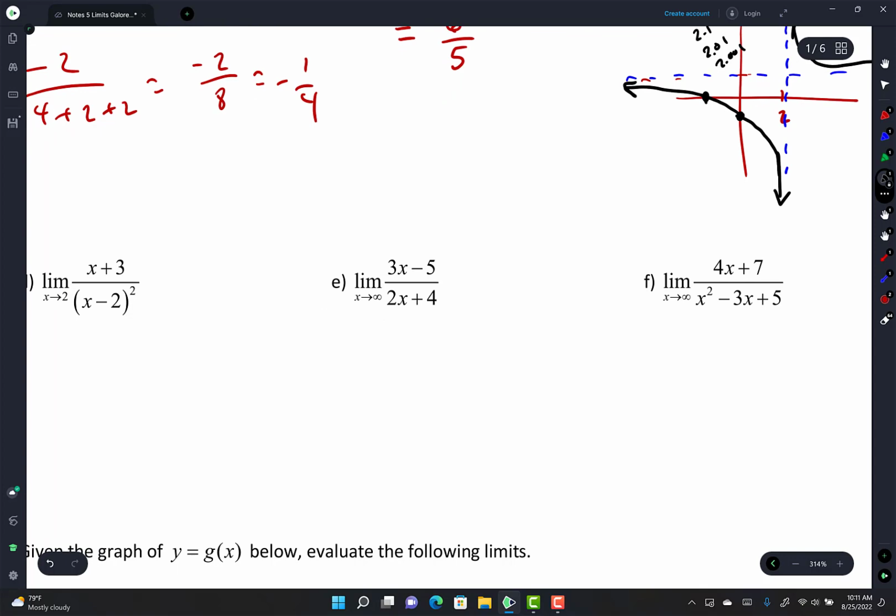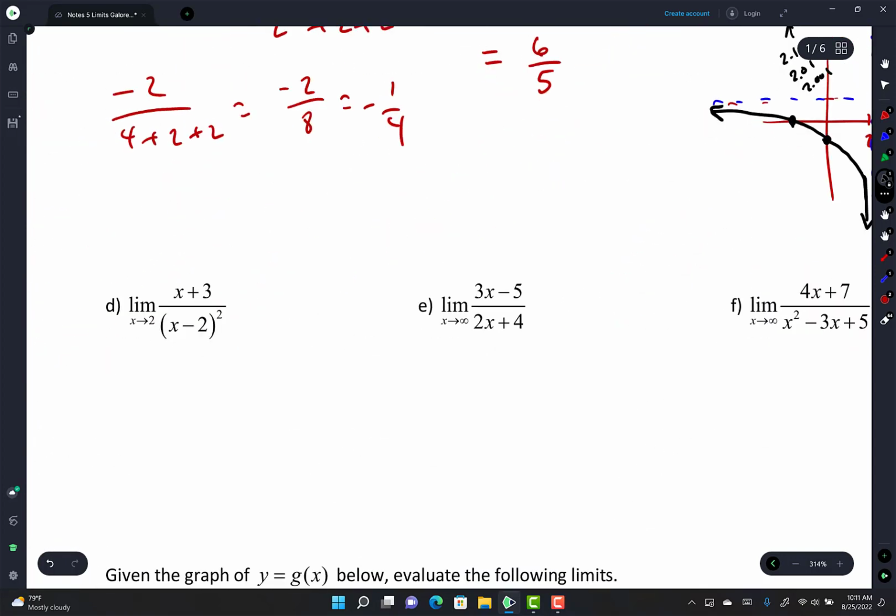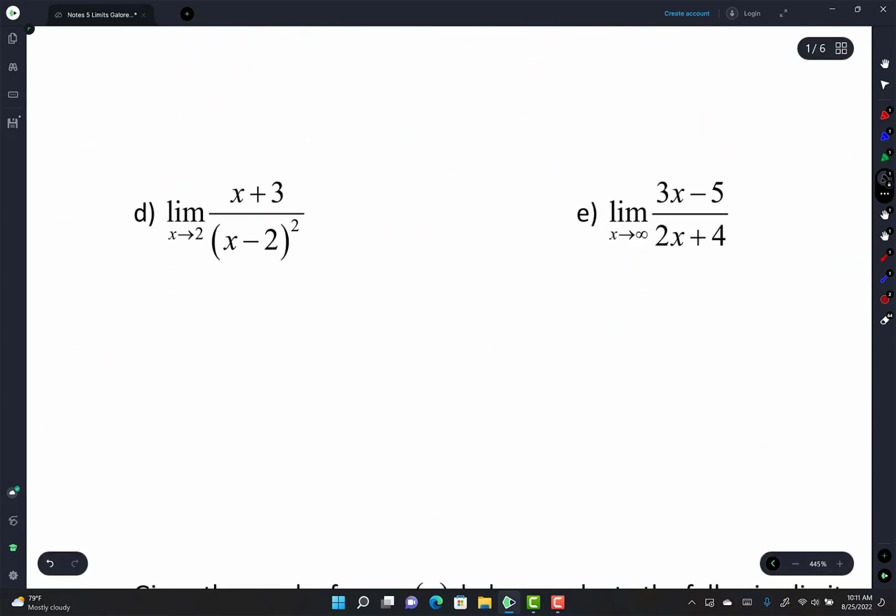Is everyone cool with that one? All right. Let's go to letter D. X approaches 2. This one does have a behavior. You can also write does not exist. But because it has a behavior, there's a better answer. What is it?